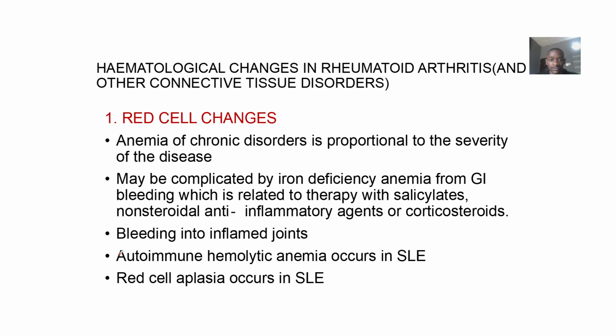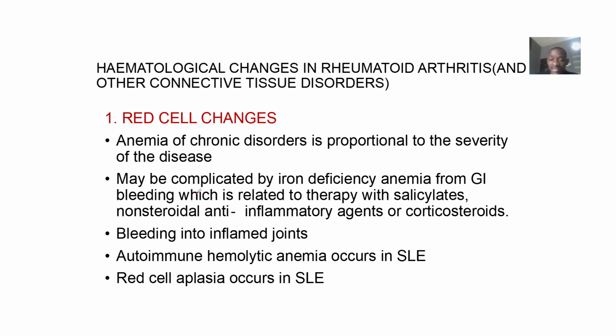So for this one, we're moving like this. For the blood changes, we start with the red blood cells. In red blood cells, normally the count declines or decreases. That's what is known as what? Anemia of chronic disorder. All right, anemia of chronic disorder.